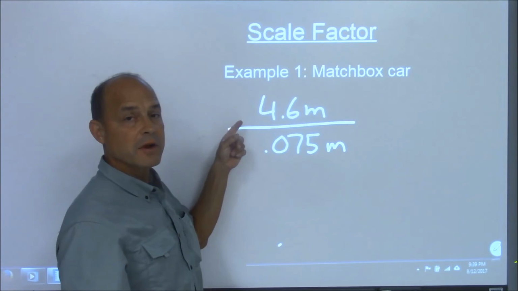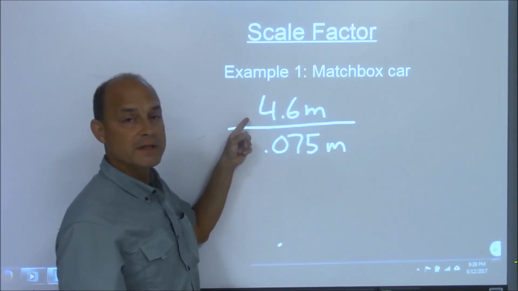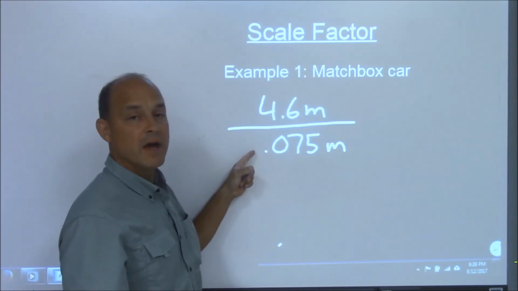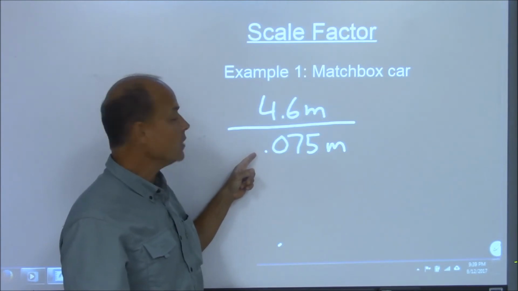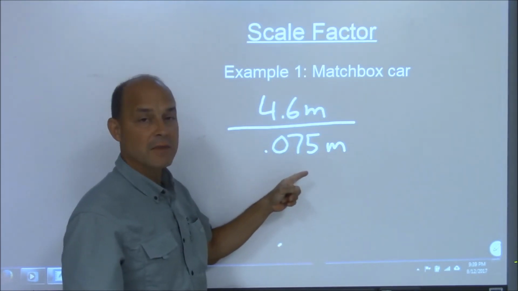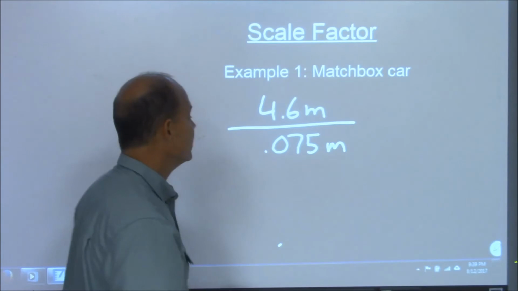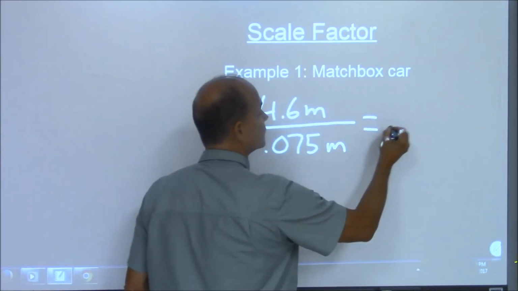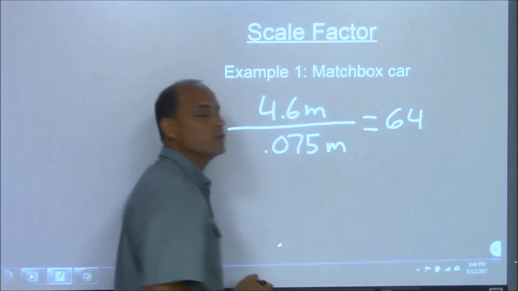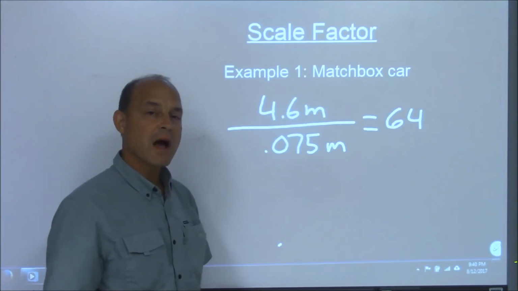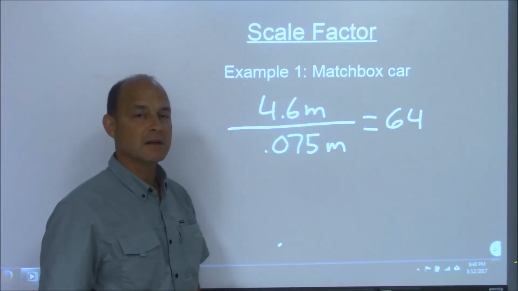So the measurement of the car in the real world, 4.6 meters, compared to the measurement of the car in the scaled down world, 0.075 meters. If you would do this division, then you would get the scale factor, which would equal 64. So Matchbox cars are 1/64th scale.